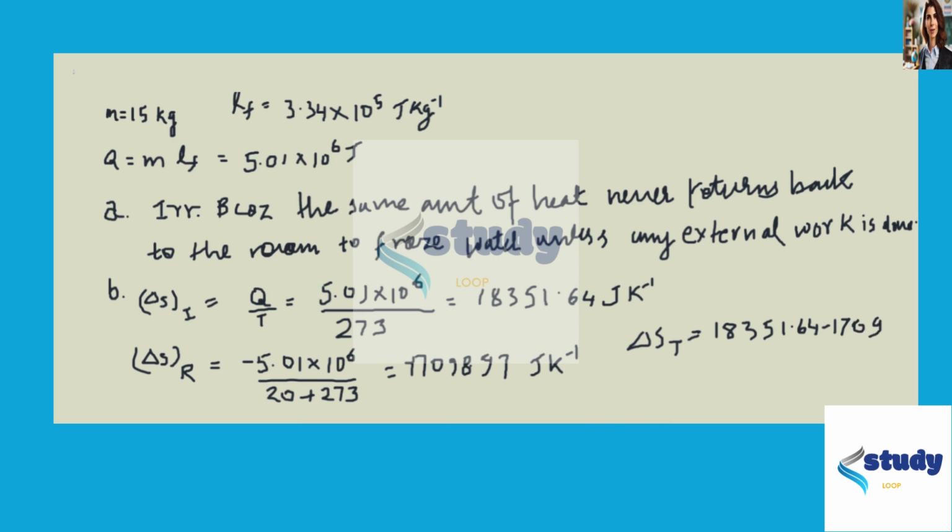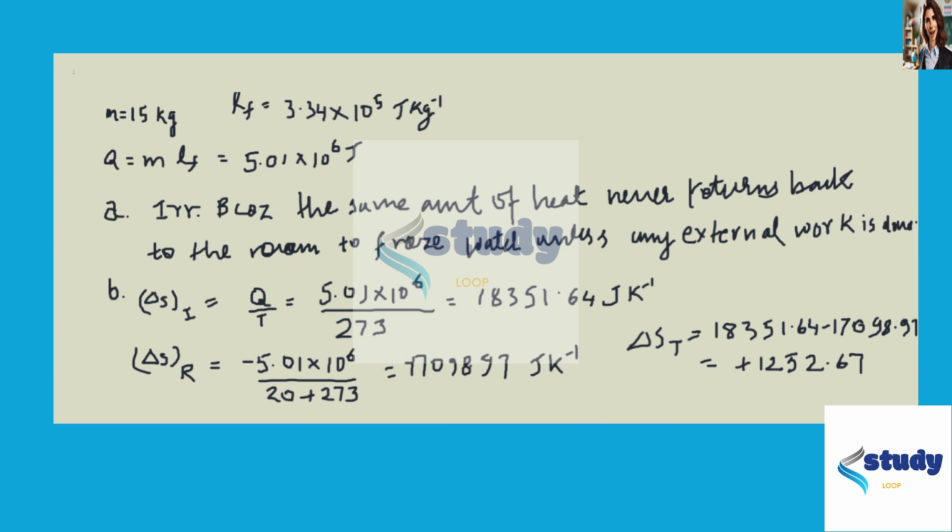Now, what is the net change in entropy due to this process? This comes out to be plus 1252.67. So this is the increase in entropy of the system during the whole process.